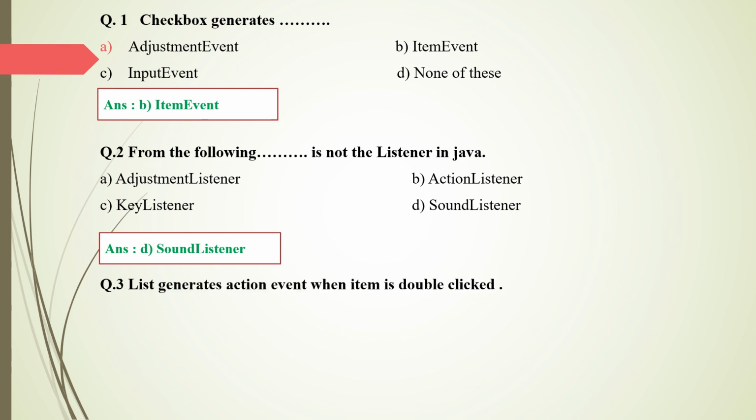Next, last question: list generates action event when an item is double clicked. So this statement is true. So the answer to the question is true.